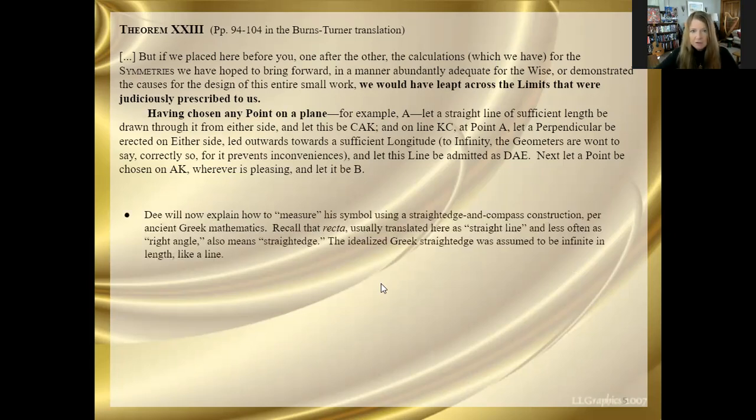So what he's doing is telling you how to measure or draft his symbol using straight edge and compass construction, as I've said.